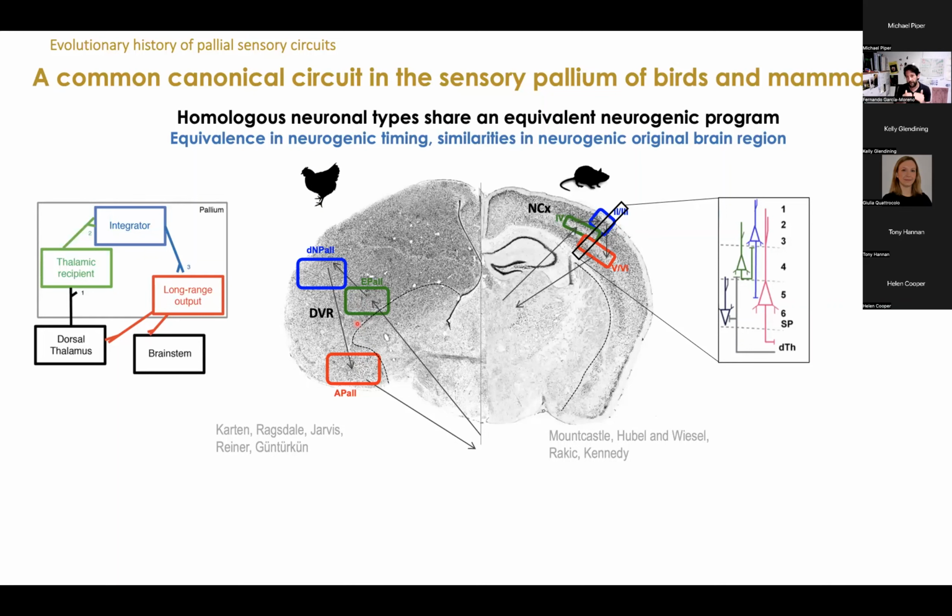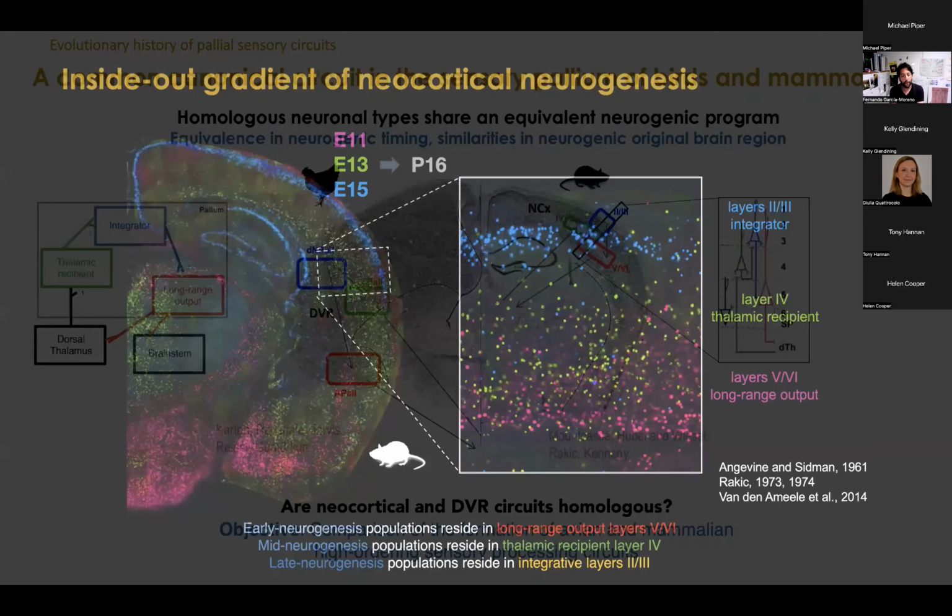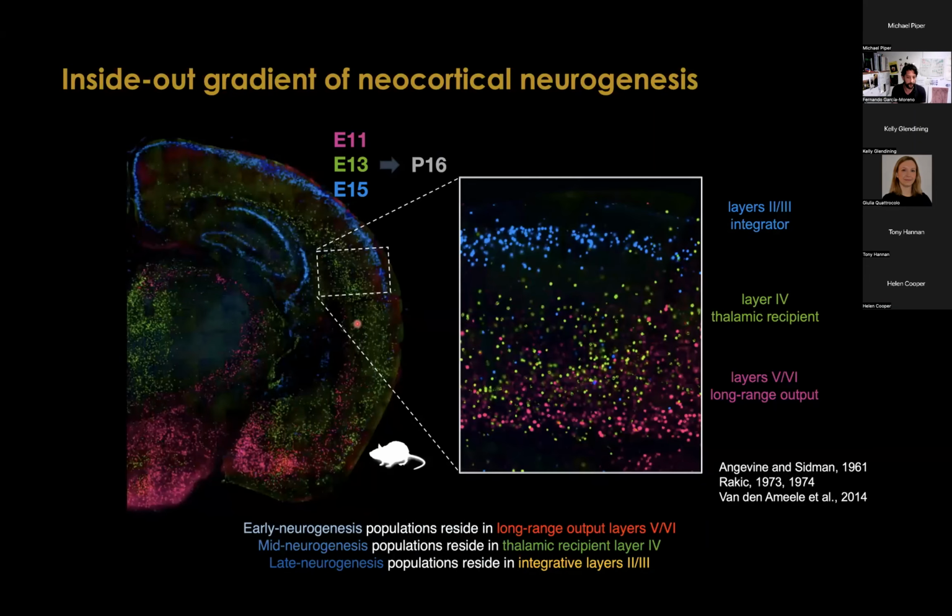The sequence of neurogenesis should be conserved between the homologous cell types. So are this dorsal ventricular ridge in chick and neocortical circuits homologous? We know very well, from the studies of many groups in the past, when the different neurons of the neocortex are generated. What is the sequence of generation? Very briefly, there is a tight link between when in development you are generated and what type of neuron you are becoming in the cortex.